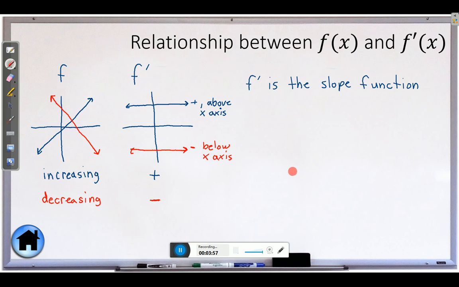Okay? And so we sort of see our relationship here. If our original function is increasing, the derivative will be positive. And if our original function is decreasing, our derivative, f prime, must be negative, because we are talking about slope functions. All right, so that gets us the relationship between f and f prime.